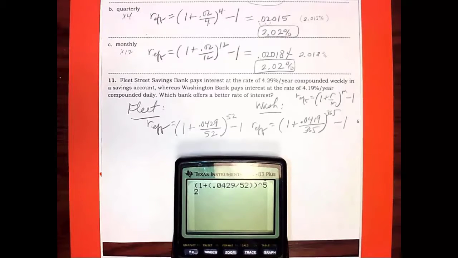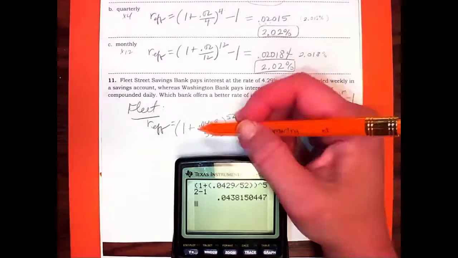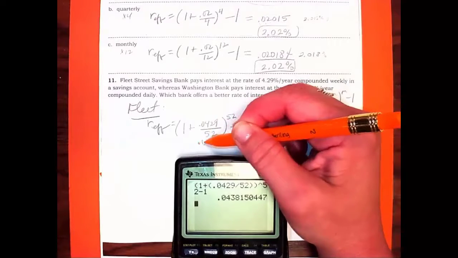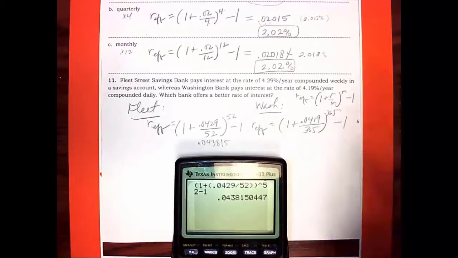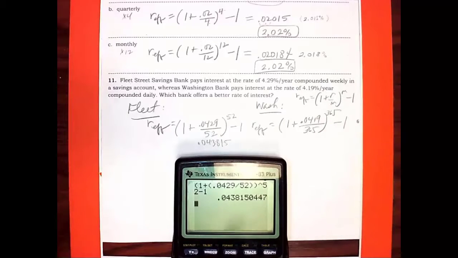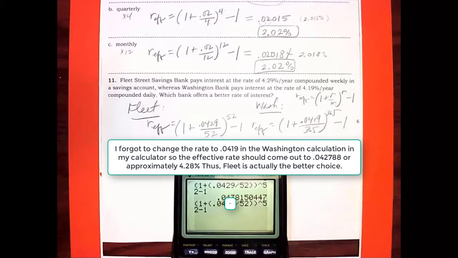All right, so it looks like Fleet's coming up with 0.043815. We'll just carry it out several places before we change it over. And then let's change this one to 365, and then second, delete to get a 5 in there. And same thing with the exponent, 365, second, delete to get a 5 in there. And let's go ahead and hit enter for that one.